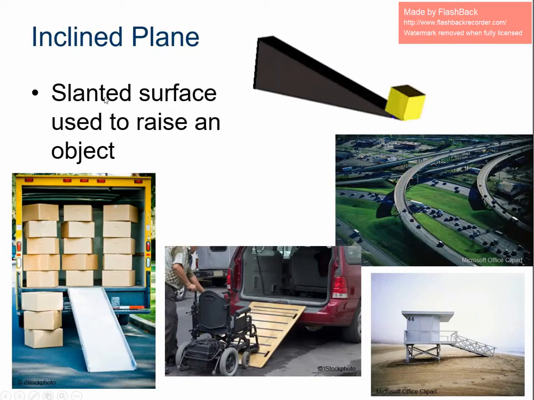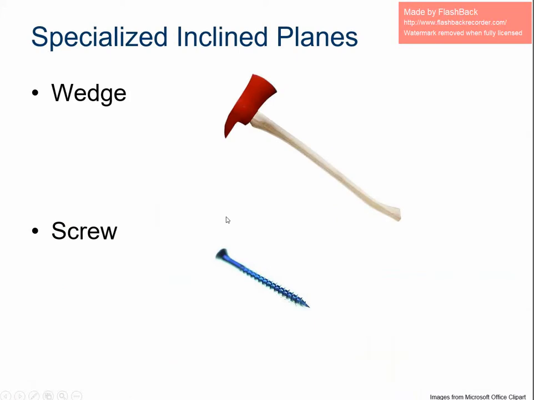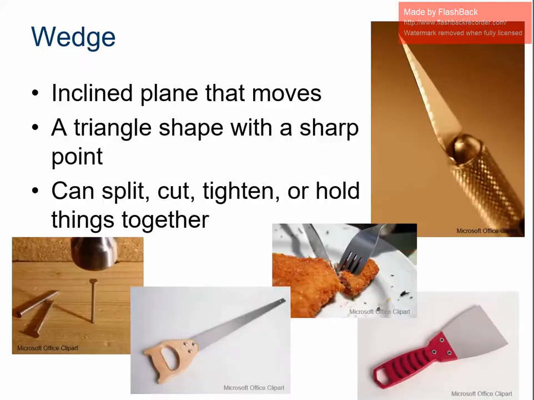And then we have an inclined plane. All it is, is a slanted surface to raise an object to its determined level. Wheelchair ramps, loading ramps, on-ramps. And then we have specialized inclined planes, just like we have specialized wheels and axles. A wedge. This is a moving inclined plane, and a screw is basically an inclined plane wrapped around a cylindrical shaft. Don't let that one fool you.